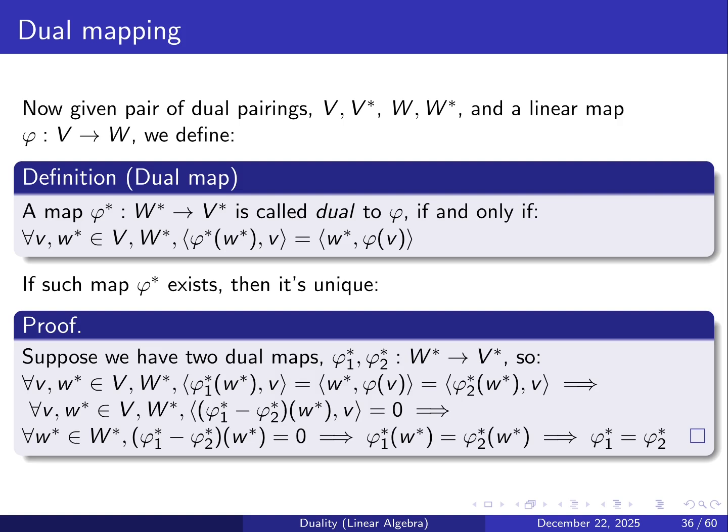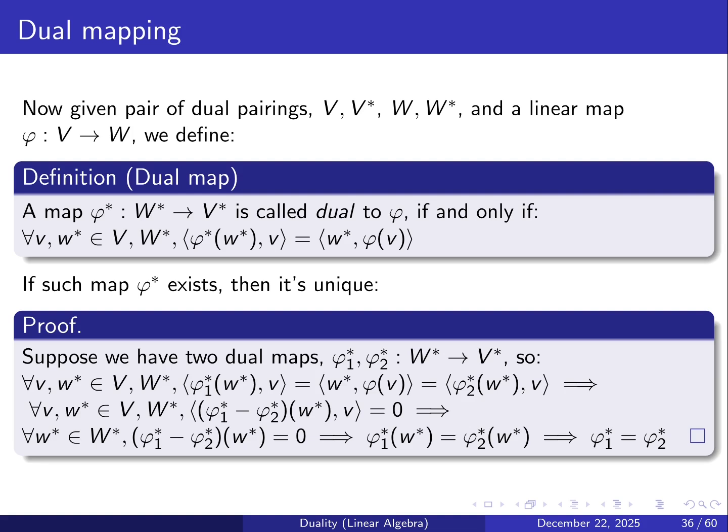Suppose that we have phi1 star and phi2 star being dual to phi, then we have that for all vectors V and W star, phi1 star minus phi2 star of W star, scalar product V is equal to 0. So by non-degeneracy, we can conclude that for all W star, phi1 star minus phi2 star of W star is equal to 0.